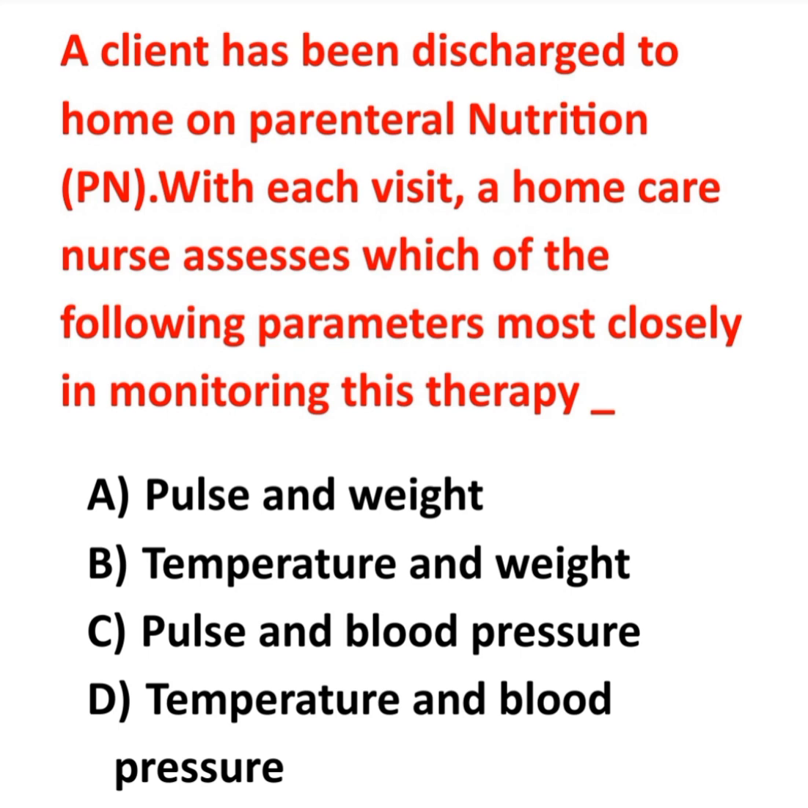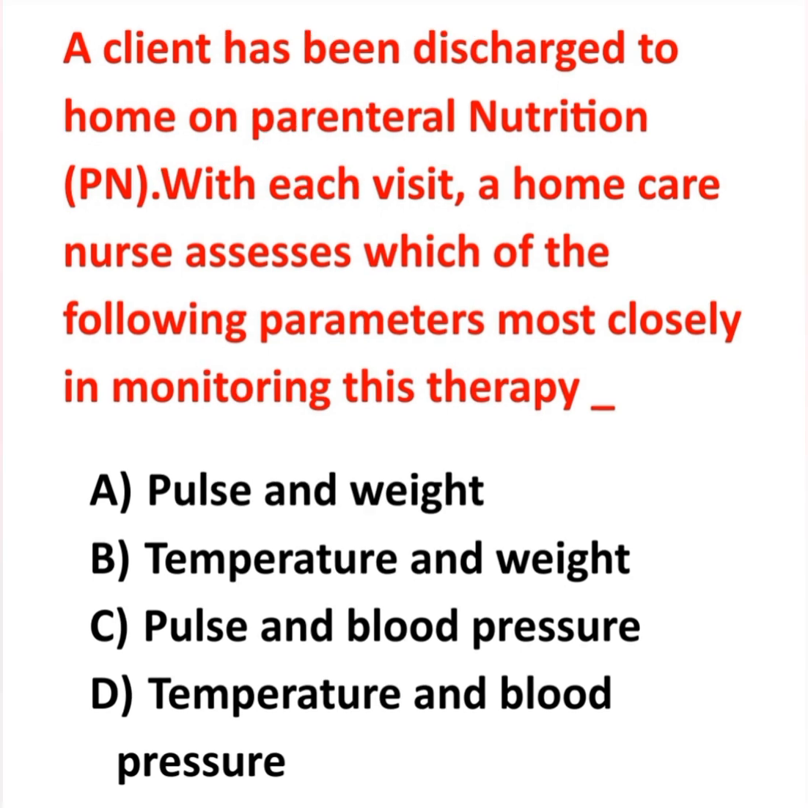So the question is, a client has been discharged from the hospital on parenteral nutrition, and a home care nurse is frequently visiting this client. Among the options, which parameter should she monitor closely for this therapy? Parenteral nutrition means administration of a nutritionally complete formula through a central or peripheral venous catheter. The client receiving parenteral nutrition at home should be monitored for temperature first.